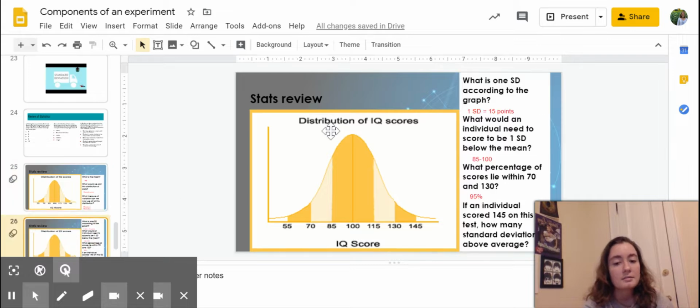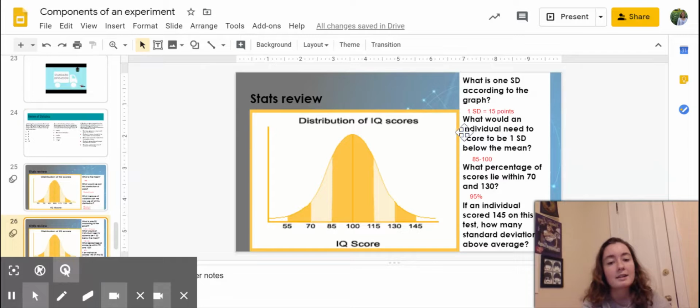And let's go down here. If you look, each little bar is one standard deviation. If they're asking you what's one standard deviation according to the graph, look and see how much is one bar. What's the difference between 100 and 115? It's 15. So one standard deviation is 15 points.